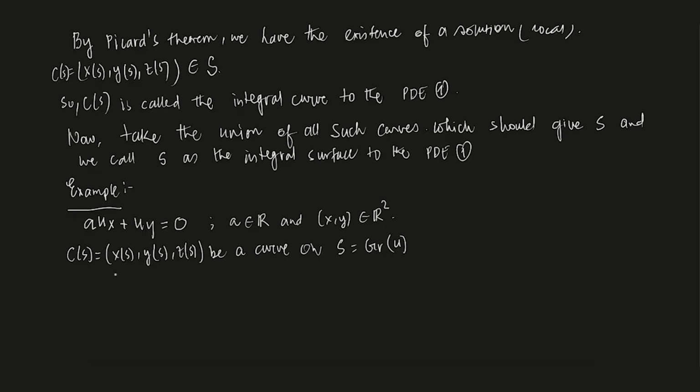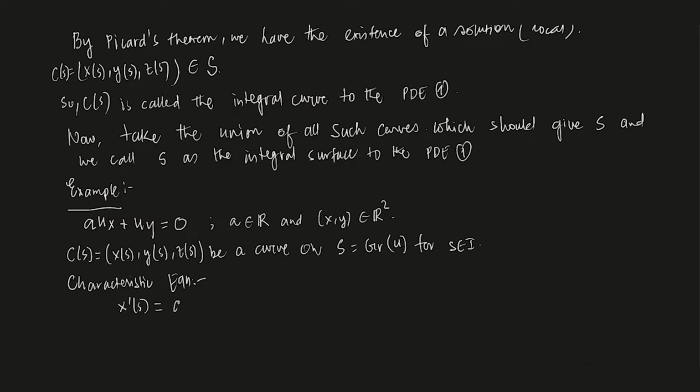So let's say c of s is x of s, y of s, z of s, be a curve on S for s in I. And write down the characteristic equations. The characteristic equations will be given by this. x prime of s is the thing which should be corresponding to u x, right?